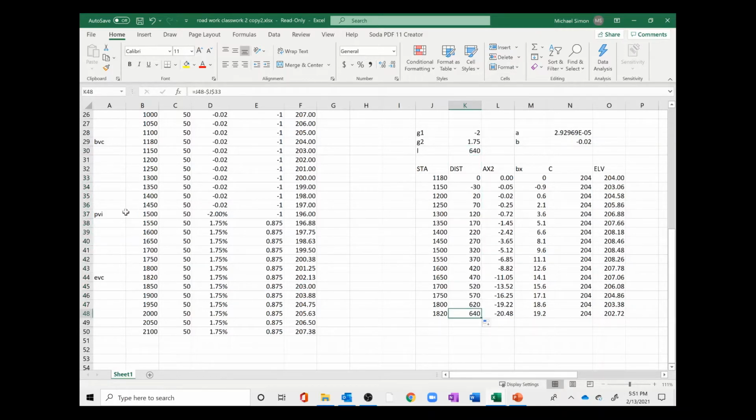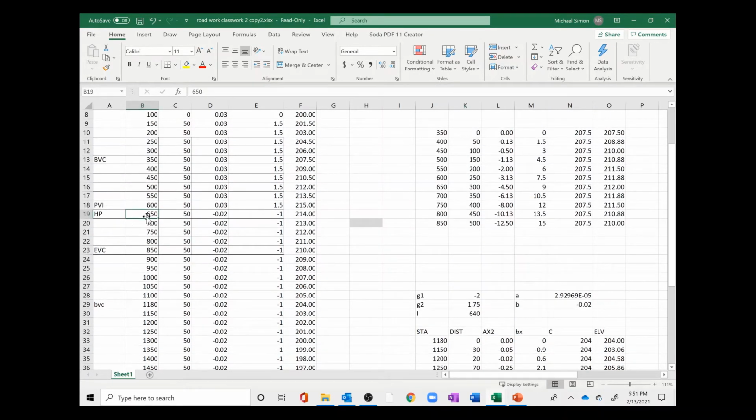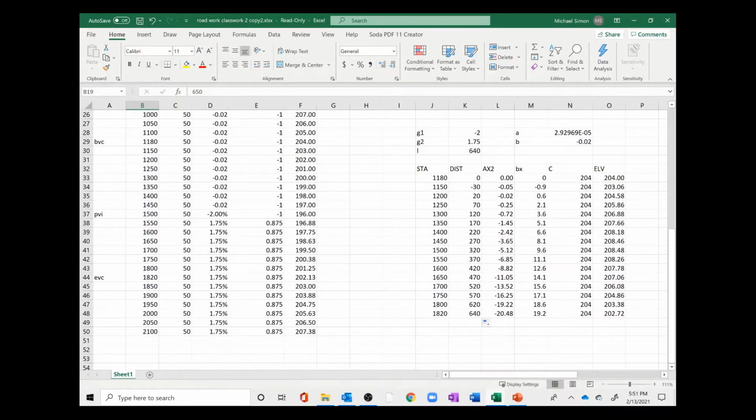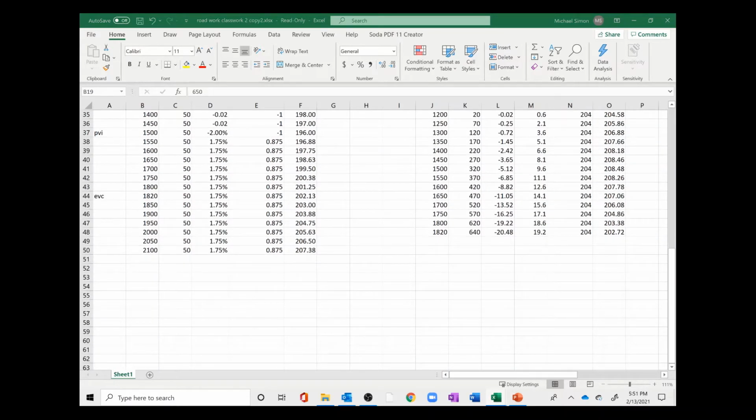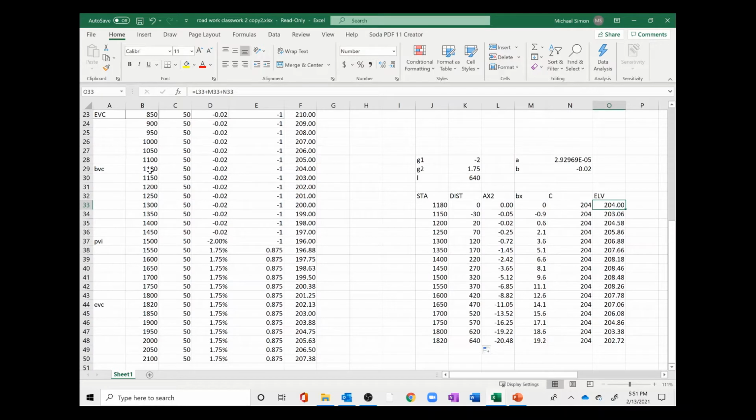The other thing you have is you're missing your high point or low point. At 650, we have the high point up here for the first curve. You need that for the second curve. So that would show up somewhere between 1500 and 1550. It's like 1521 is the number. And then that would give you your elevation. Let's double check. At station 1180, it's 204. That's good. And 1820 is 202.72. Let's go to 1820, 202.13. Okay, so that's slightly different.